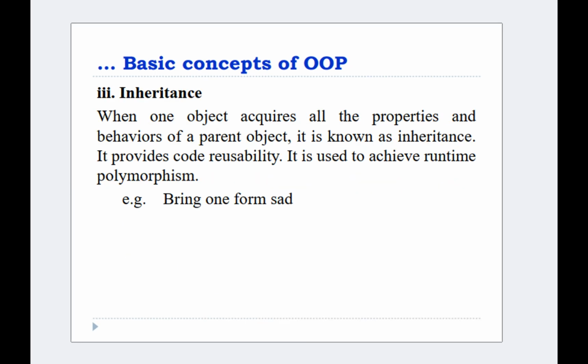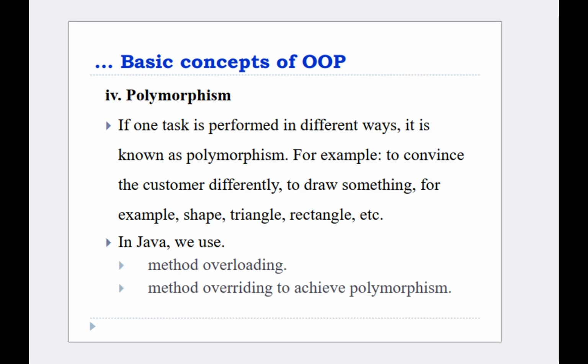Basic concepts of OOP 3. Inheritance. When one object acquires all the properties and behaviors of a parent object, it is known as inheritance. It provides code reusability. It is used to achieve runtime polymorphism, e.g. a dog barks, an animal eats.